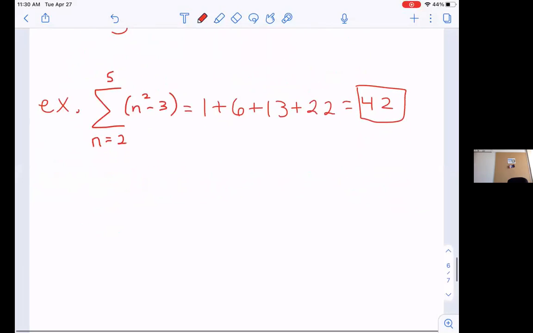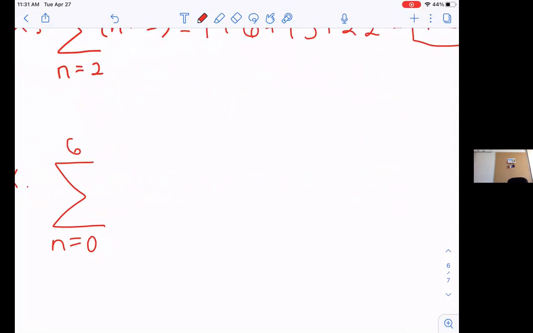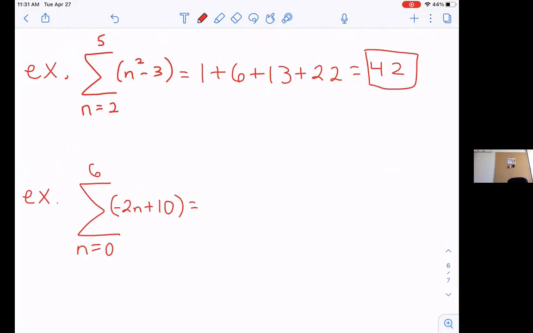All right, let's do another example just to make sure you guys have this. So let's do another sigma notation. And let's say n equals, let's go from 0 to 6. We'll make this a little longer sequence or series. And let's make our equation, how about negative 2n plus 10. All right, so all we do is start plugging in numbers starting with 0. So we're going to plug in 0, 1, 2, 3, 4, 5, 6. Then we'll stop at 6, and then we'll add them all up.